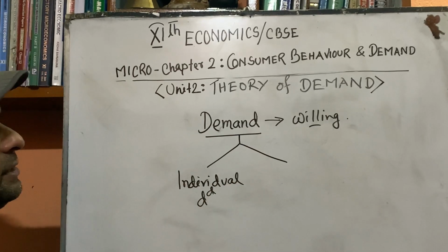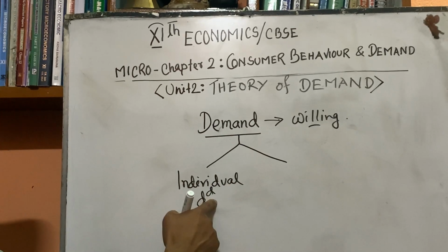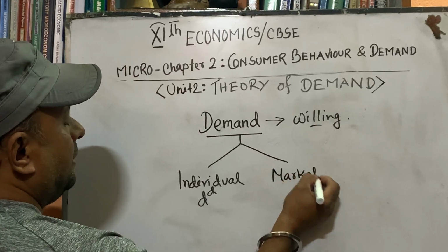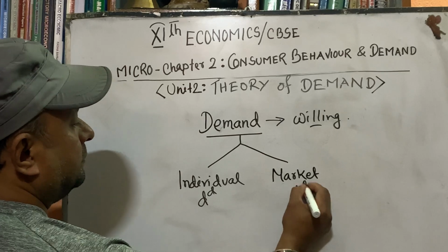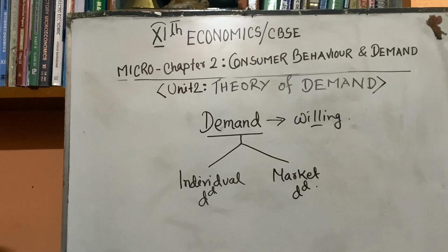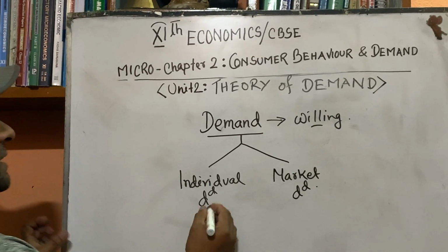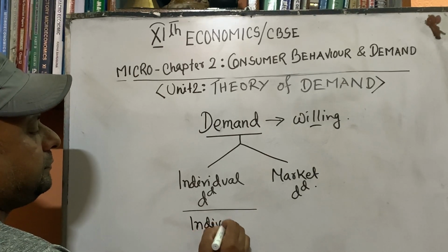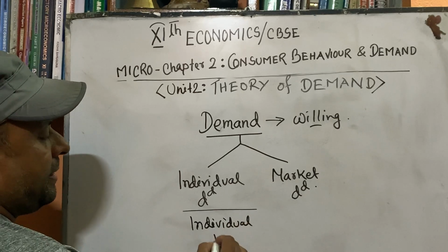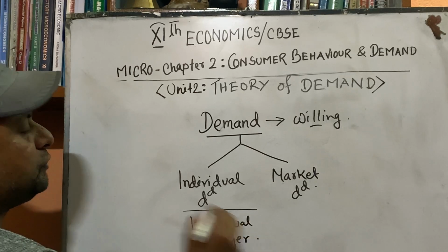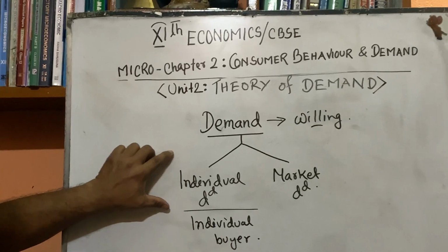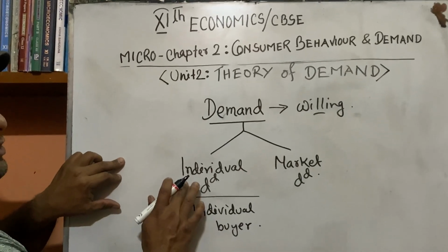Demand we can write in short as D superscript D. Another is market demand. Individual demand means demand of an individual buyer. How much a consumer wants to consume from the market is called individual demand.